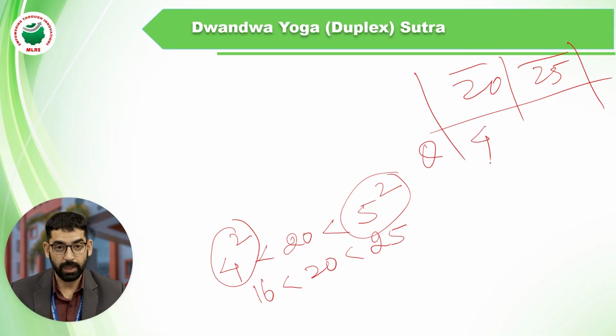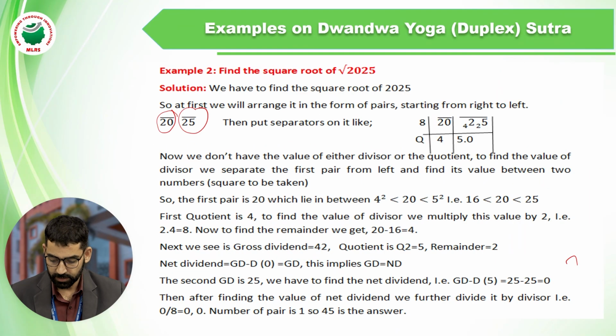What is the divisor? I have already mentioned that the divisor in this case is the given quotient into 2, or 2 into 4, or 4 into 2, because multiplication is commutative. So that is 8. So the divisor here is 8. You can see clearly from here, 20, the divisor is 8 and the quotient is 4. So the first quotient is 4, or we can say Q1, and we multiply this quotient by 2 and we get the divisor, which is 8.